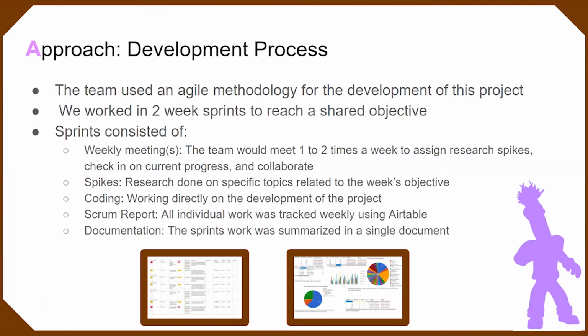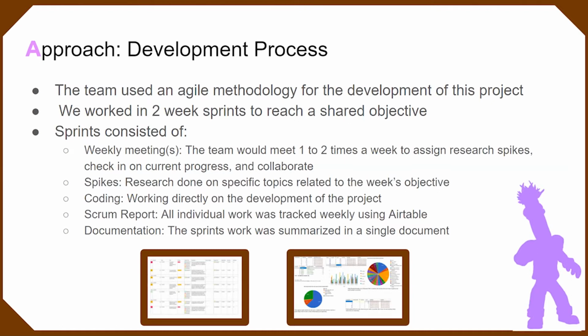The team used an agile methodology for the development of this project. We worked in 2-week sprints to reach a shared objective. Sprints consisted of weekly meetings. The team would meet 1 or 2 times a week to assign research spikes, check in on current progress, and collaborate. Spikes themselves were research done into specific topics related to the week's objective.